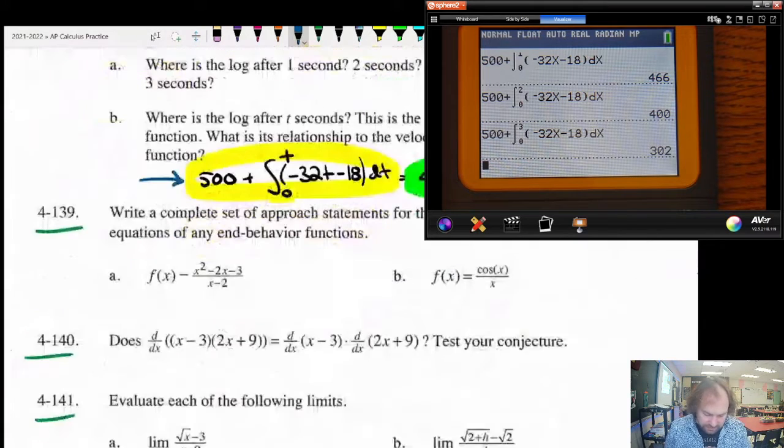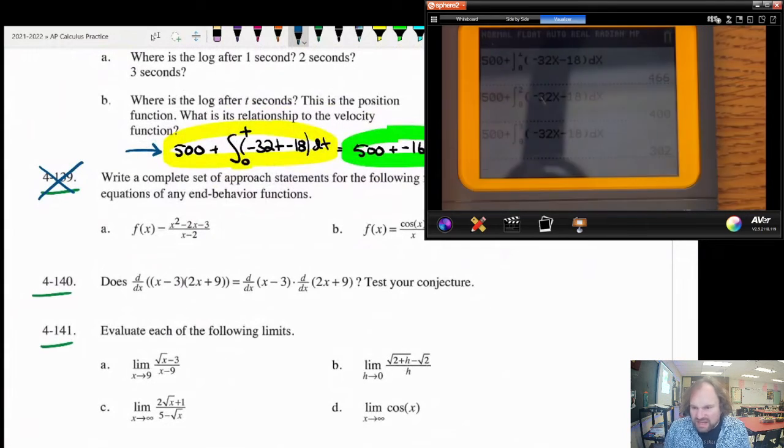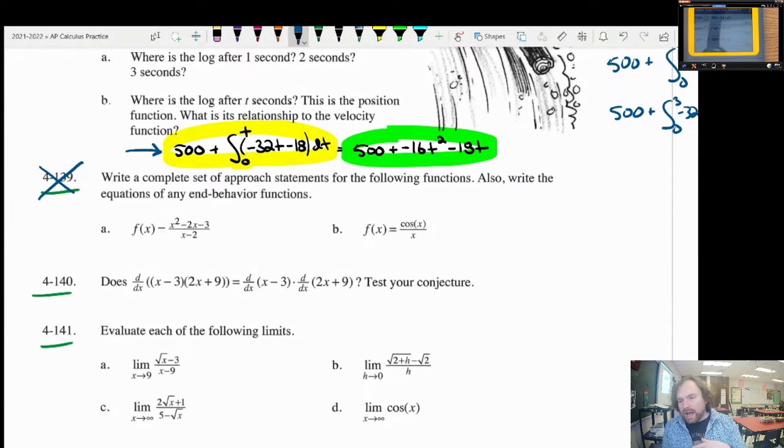In the interest of time, I'm going to skip 139. I feel like that's an easy problem, but I don't really care about it right now in this particular video. So what I might do is I'll do that at the end. I'll come back to it. I'm not going to assign it, the more I think about it.